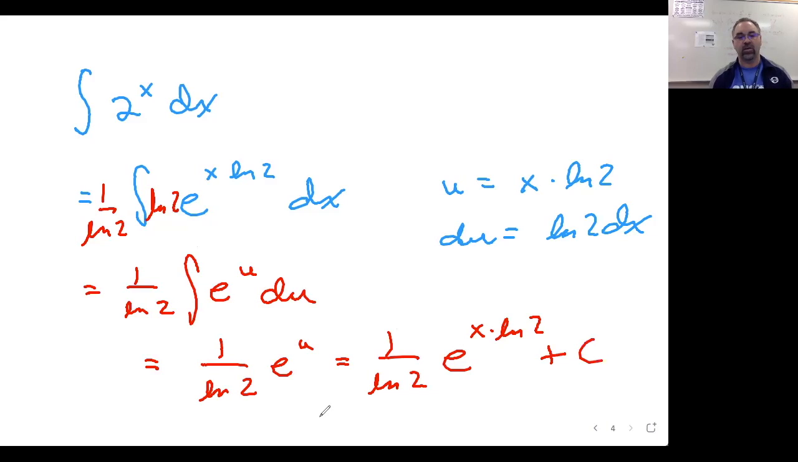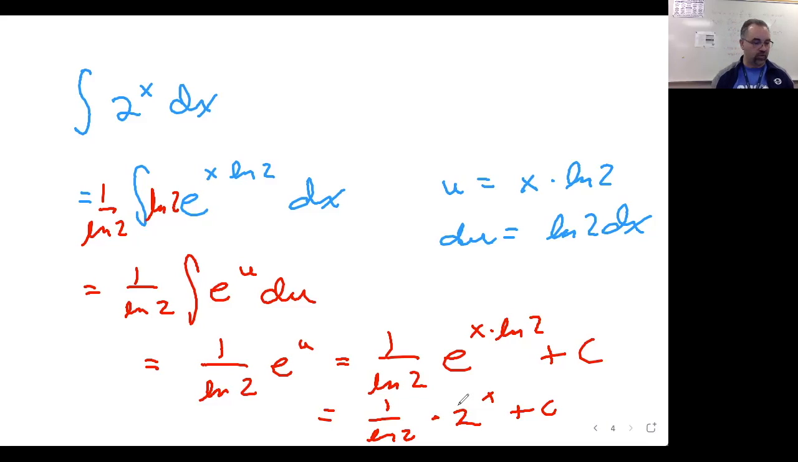And if you want to get real fancy, you can do 1 over natural log of 2 times 2 to the x plus c. You can remove e from it entirely by changing the base back to 2 when you're done. It's not wrong to leave it as e as the base, but it's nice and compact and simplified if you do that.